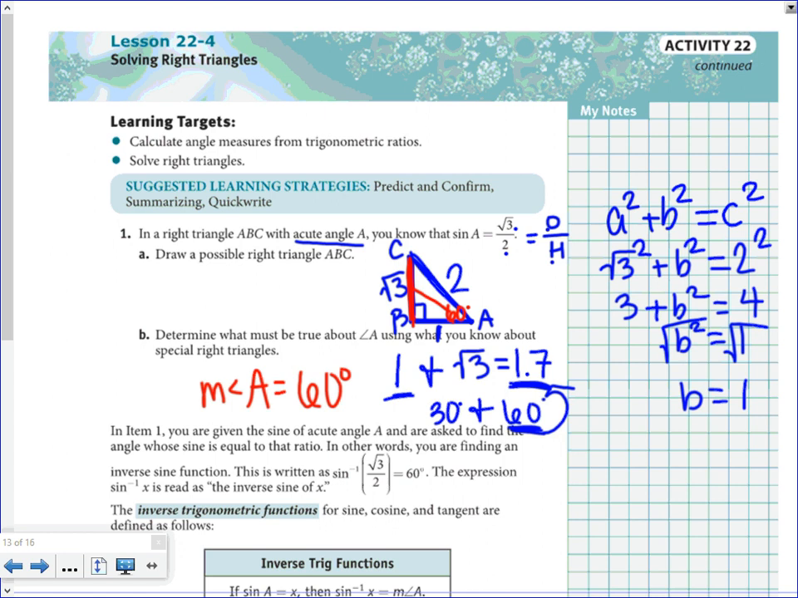So what we were just looking at is that we were given the sine of an acute angle A. And then we were supposed to find the angle that had that same ratio. Basically, we were looking for the inverse sine function. And this is written like this. And so that's what I was saying. You could use your calculator. If you plug in sine inverse of the square root of 3 over 2, it will give you 60 degrees, which is what we found. And so, if you wanted to try that with your calculator, you absolutely could.